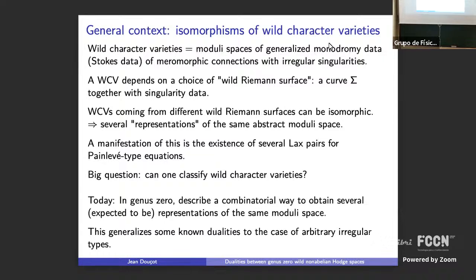Today, I want to tell something which goes a little bit in this direction. I want to describe a combinatorial way in genus zero to obtain several wild Riemann surfaces which are expected to be representations of the same moduli space. This generalizes some cases that were already known to the case of arbitrary irregular types in genus zero. I also have to say that it is based on some work that I just put on the arXiv. So that's for the general idea.